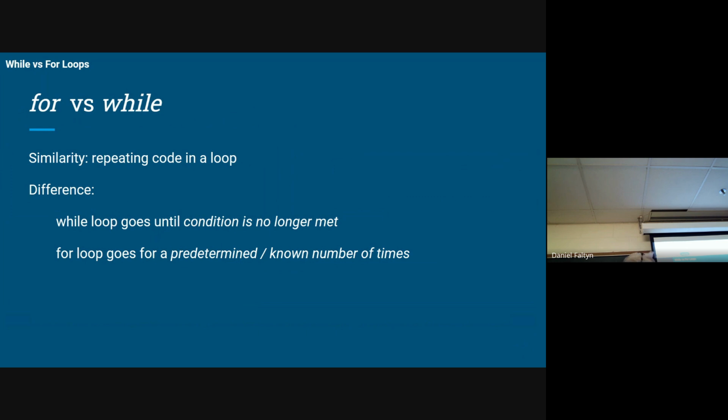So similarities, they're both used to repeat code over and over again in a loop. Think of the while loop. That continues until that condition is no longer met, right? You're incrementing i, something like that, versus a for loop, which just says, I have a list of things. Once I've gone through that whole list of things, I'm done.